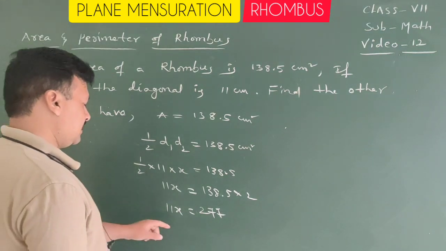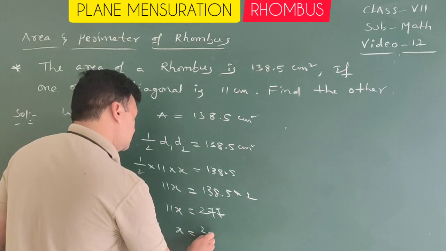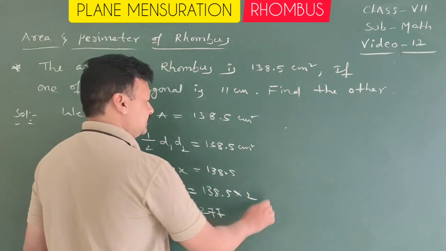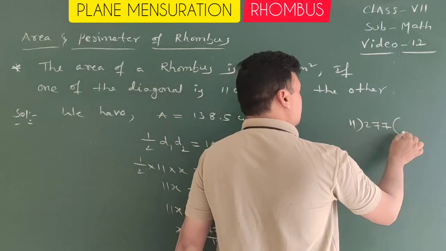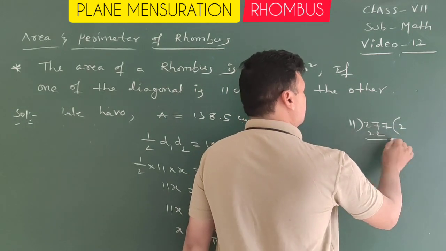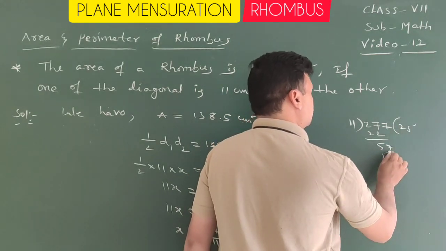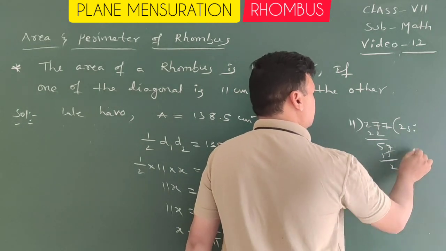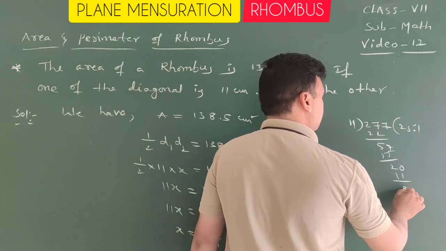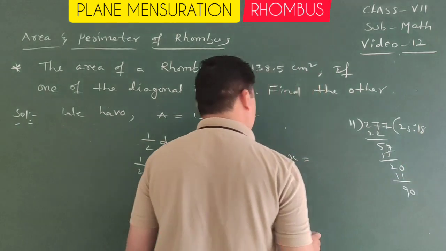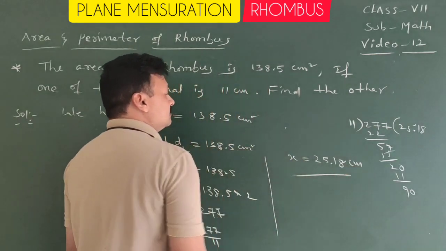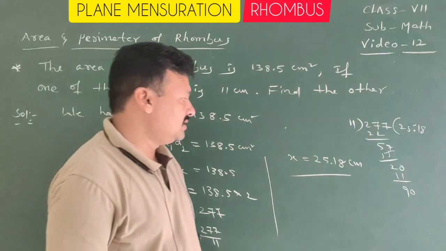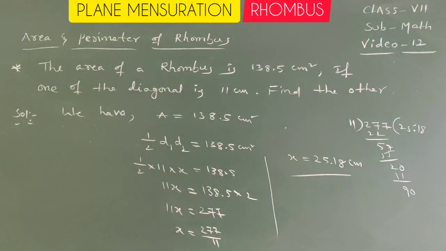Okay, 277. So x equals 277 by 11. In decimals it will come approximately 25.18 centimeters. The other diagonal is 25.18 centimeters.